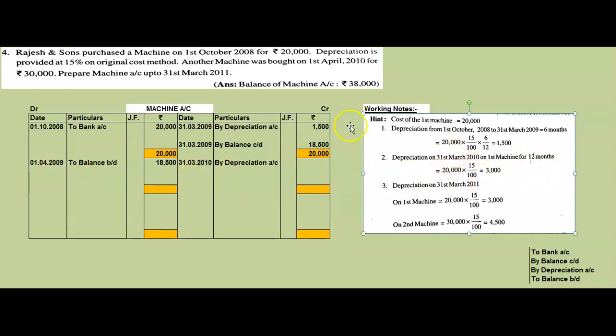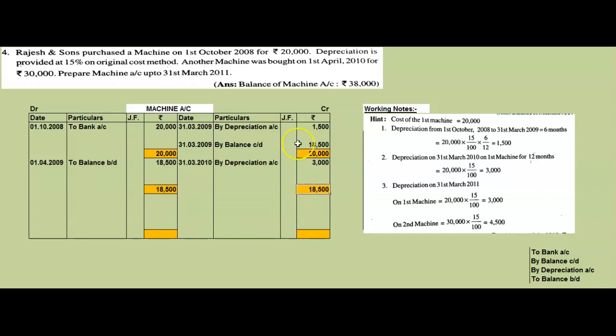For 12 months it is how much? The cost of the asset is how much? 20,000 into rate by 100. 20,000 into 15 by 100, we are getting how much? 3,000. So 3,000 you have to take as depreciation. Now what you will get next? Balancing procedure. 18,500. Same you have to take here. 18,500.